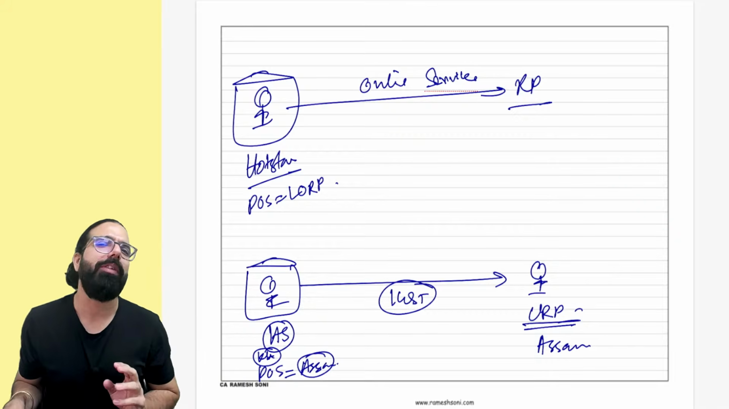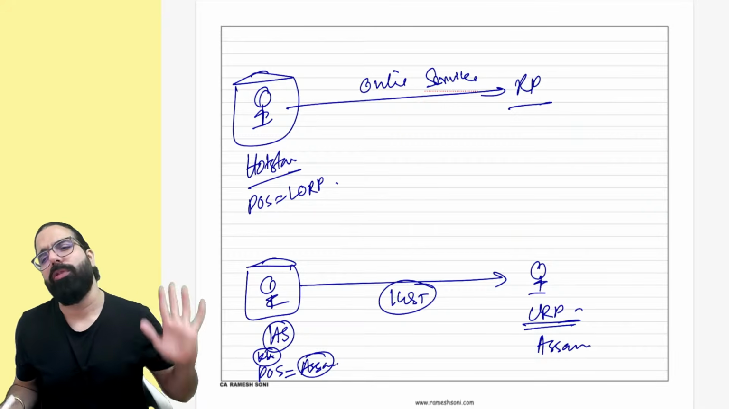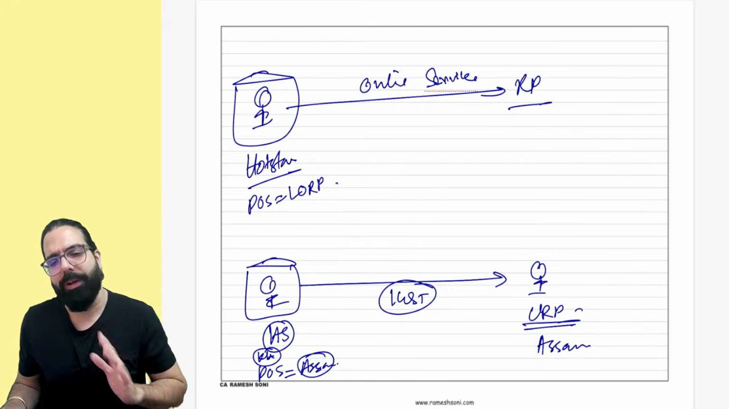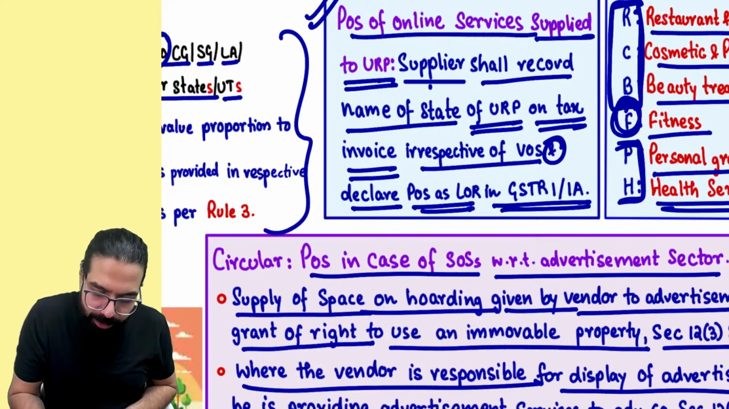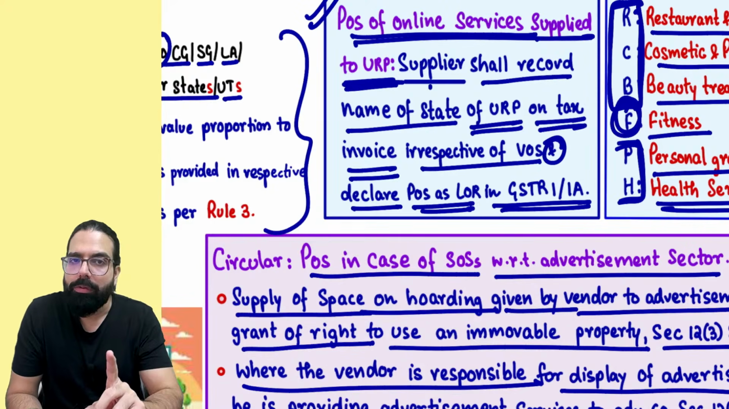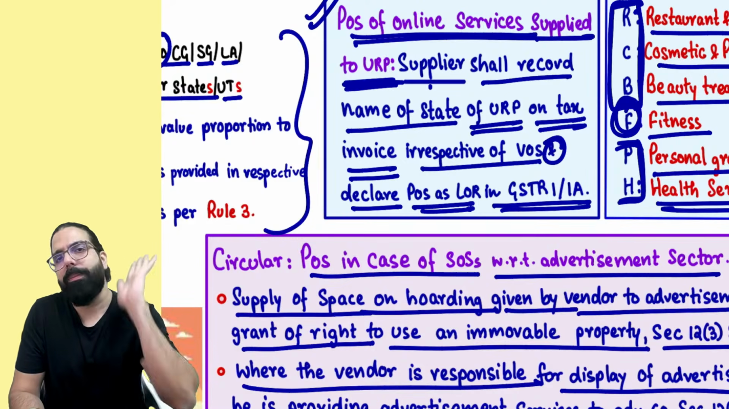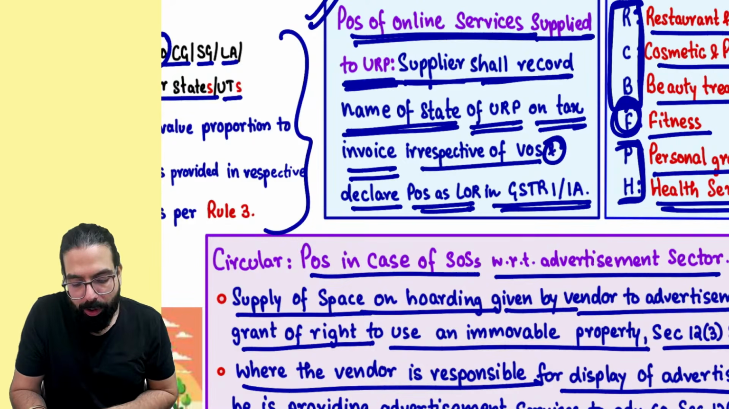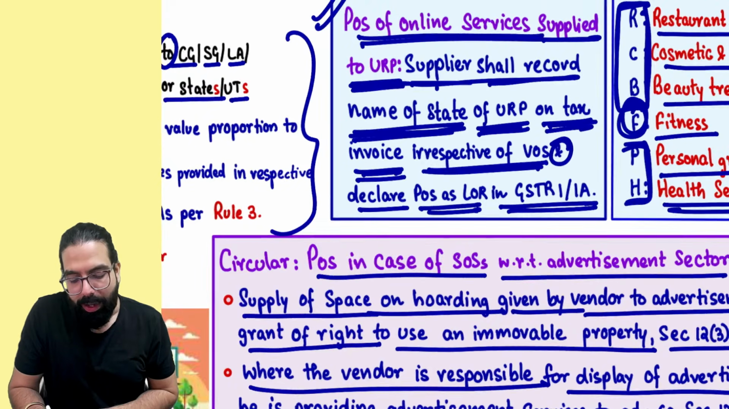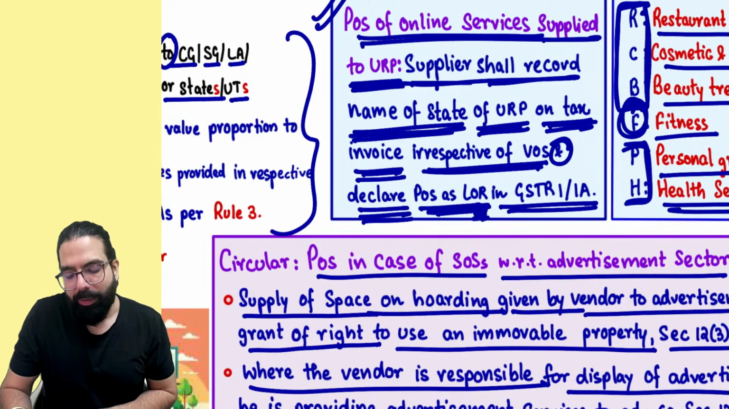I should always mention the name of your state, and that is the place of supply. Location of the recipient. In the case of online services, don't see the value. In online services you must mention the name of the state, and that is the place of supply. It says the supplier shall record the name of the state of the unregistered person on the tax invoice irrespective of the value and declare the place of supply as the location of the recipient when he is filing GSTR-1.